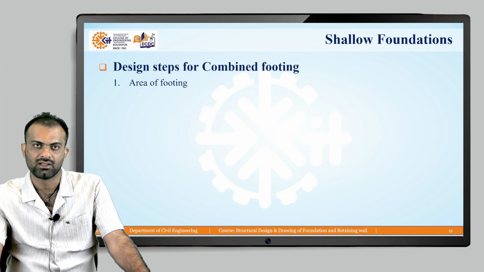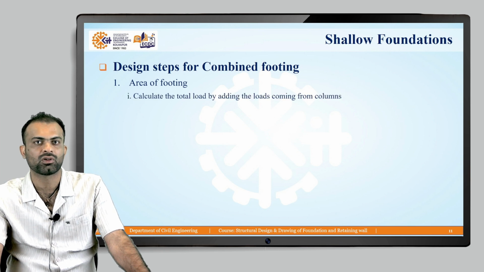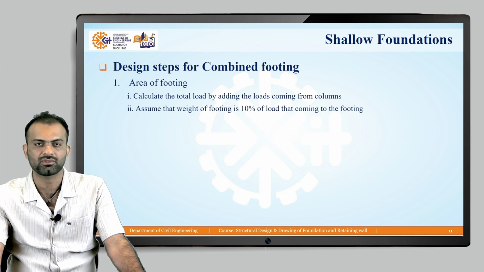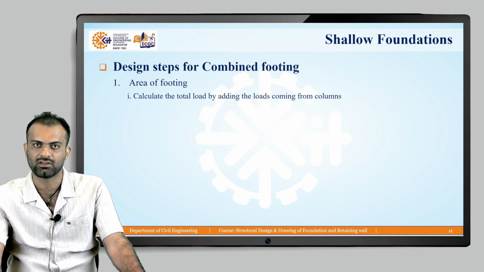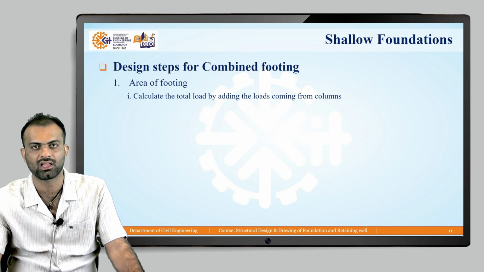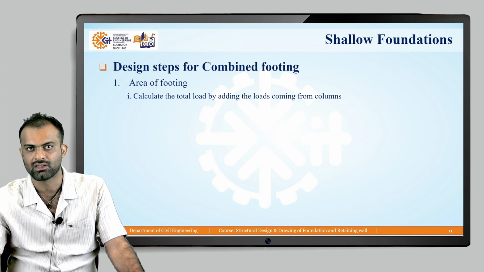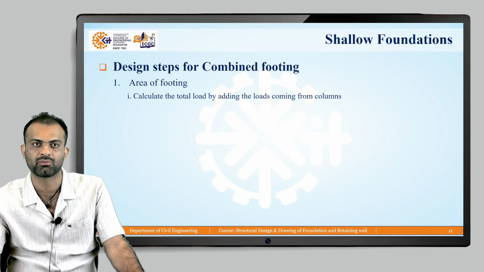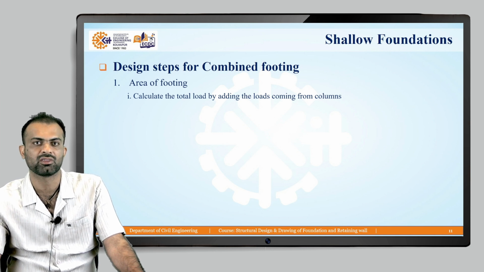The first and foremost step to find the area of the footing is to calculate the total loads coming from each column to the foundation. So, consider a combined footing supporting two columns. One column is carrying 60 kilonewtons, the other column is carrying 90 kilonewtons. The total load coming to the foundation from the columns in this scenario is 60 plus 90, which is 150 kilonewtons.